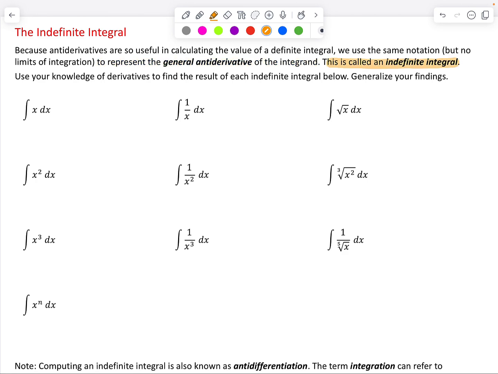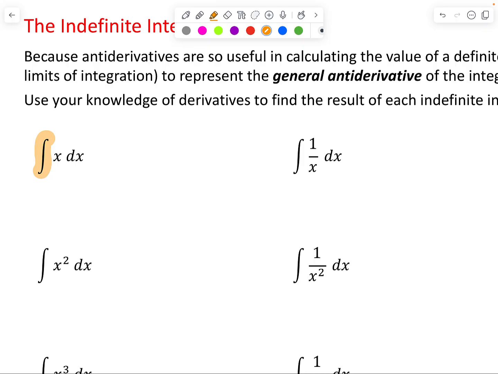This is called an indefinite integral, whereas a definite integral had x values above and below the integral sign and represented the limit as n goes to infinity of some Riemann sum. Use your knowledge of derivatives to find the result of each indefinite integral below. Generalize your findings. So the integral sign and the dx is now a notation to suggest we want to find the general antiderivative of this function, called the integrand. So if this is some function f of x, our goal is to find some capital F function where capital F prime gives me little f. Capital F is called the antiderivative of little f.